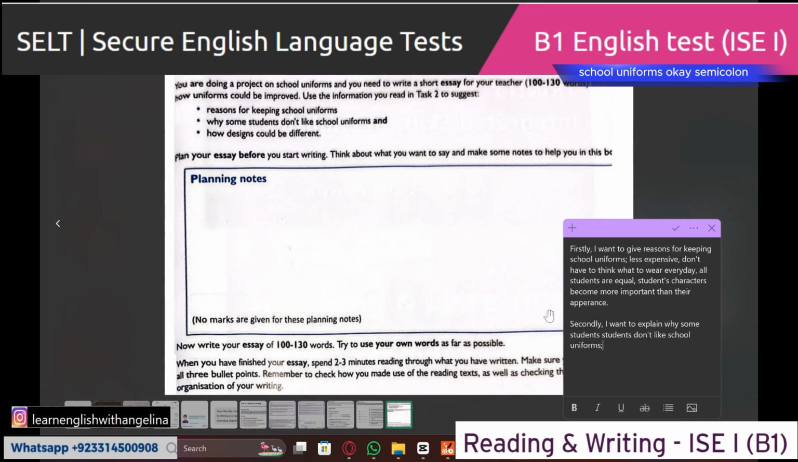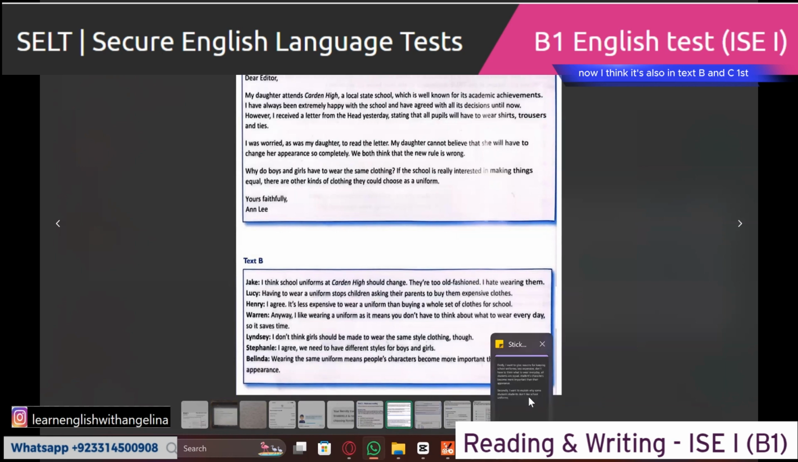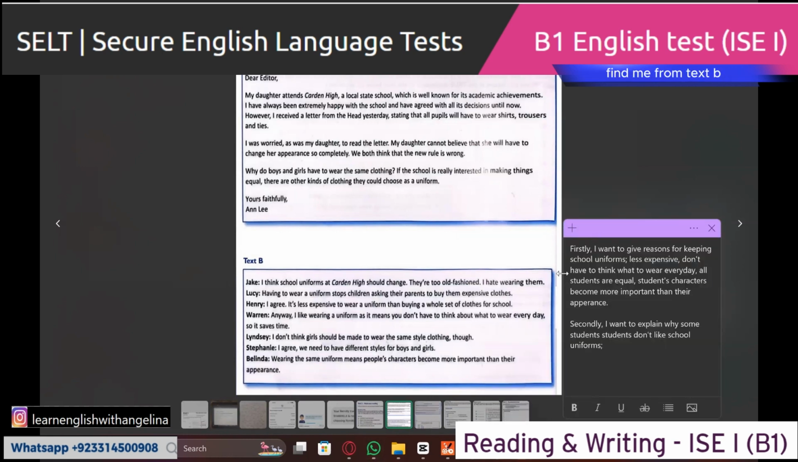Okay, semicolon. Now, I think it's also in text B and C. First, find it from text B. We can write it like this: is a uniform at the... No, because they get it too old-fashioned. Yes, too old-fashioned. I will write in here too old-fashioned, comma, more expensive clothes.